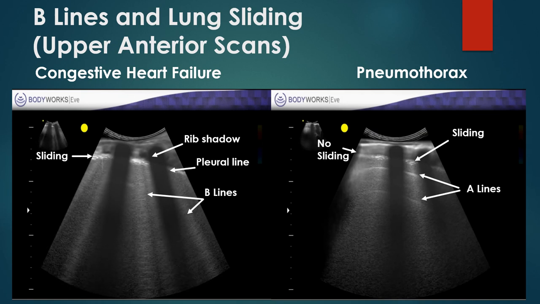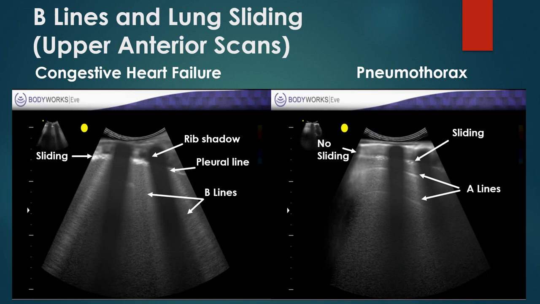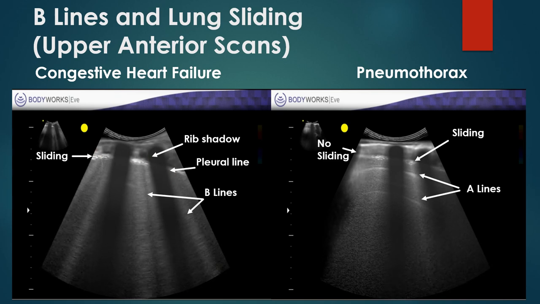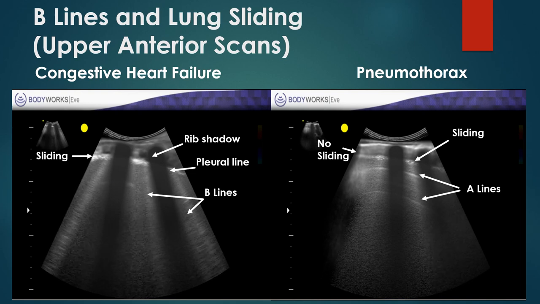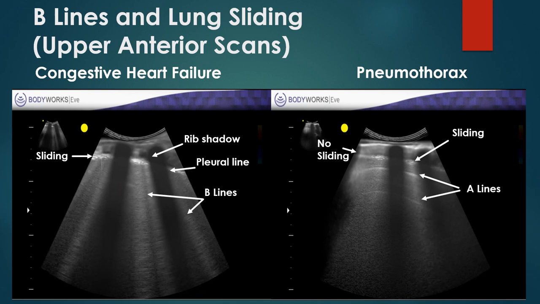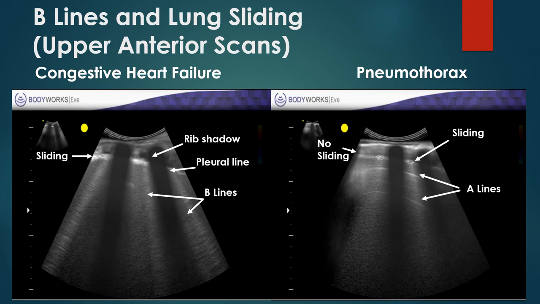Let's compare B lines and lung sliding. You can see in this two-dimensional image over here on the left, you've got the sliding, you've got rib shadow. Rib shadow is over here. There's your pleural line, which is very important to notice the thickness, especially if you're talking about some COVID-19 patients. B lines are here between the rib shadows. And then you've got this patient with a pneumothorax here. Actually, this is a nice little lung point. You can see some sliding over here, but no sliding over here on this side of the rib. So this is pretty much definitive for a pneumothorax.